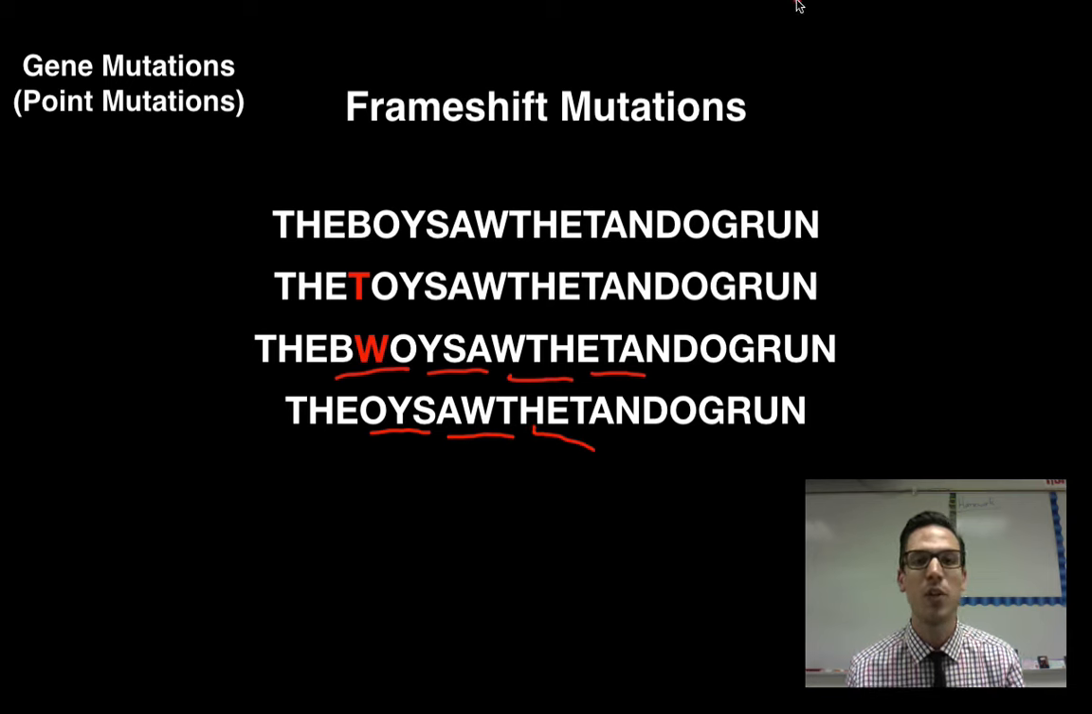So we call insertions and deletions frameshift mutations because they're going to shift all my letters over once. And these usually are going to have a big catastrophic change to my protein because none of the amino acids are going to come out the same.